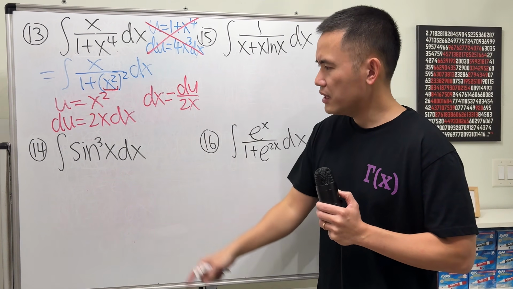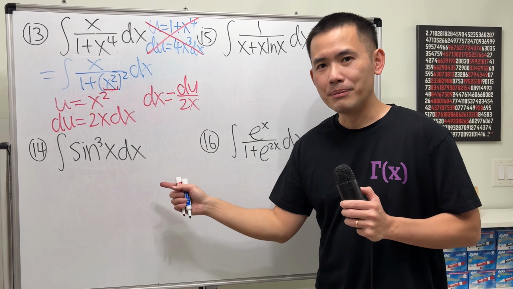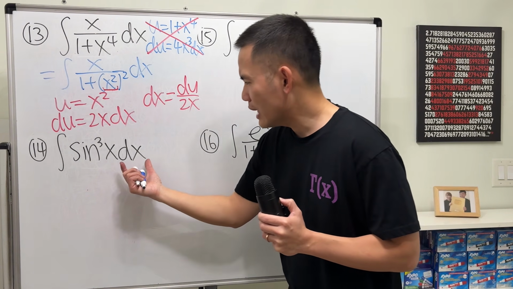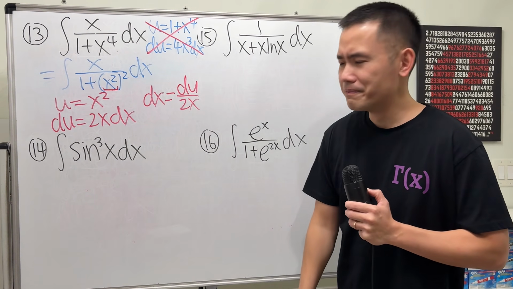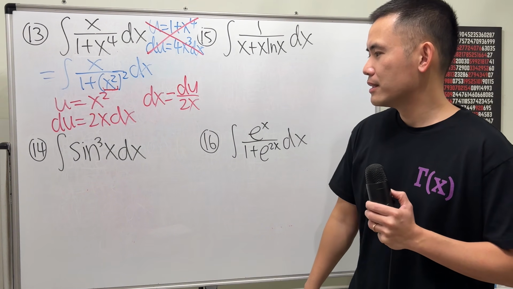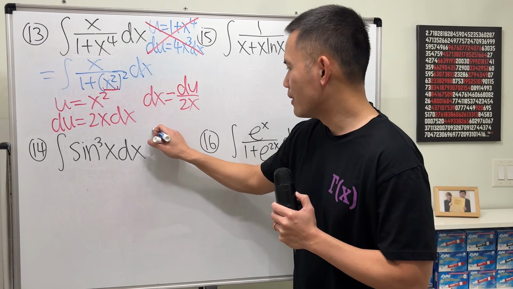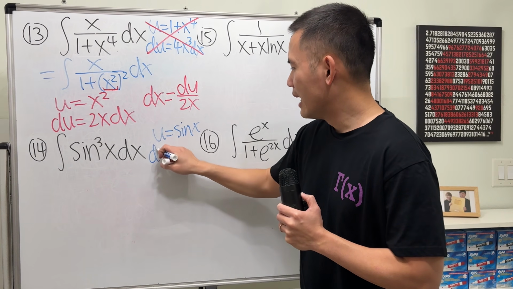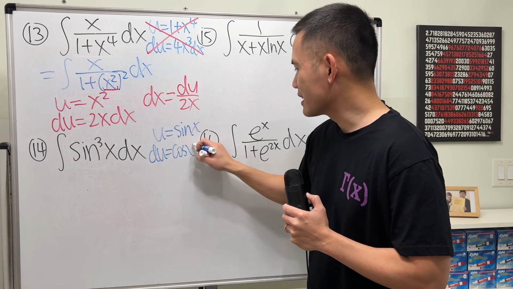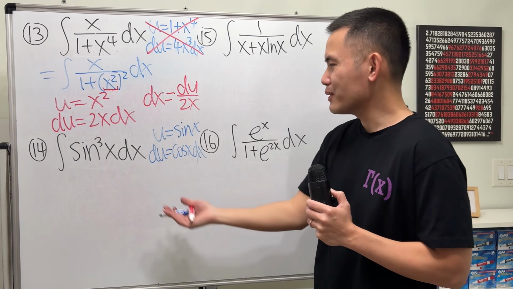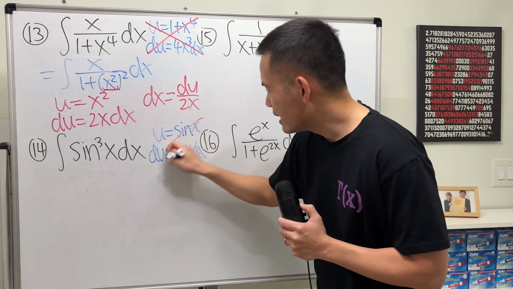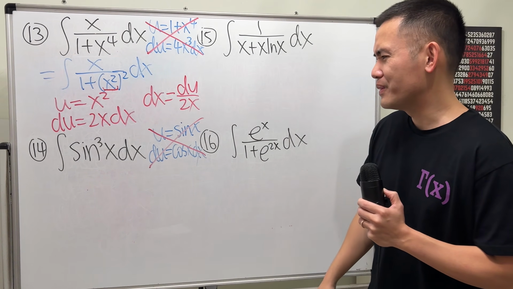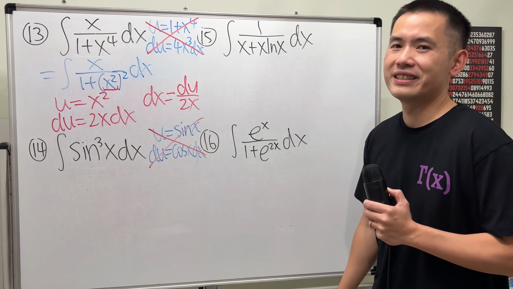Number 14. This is similar to number 1, except that we don't have the cosine x anymore. So if you let u equal sine x, well, du is equal to cosine x, but I don't have cosine x to help us out. So once again, this is not really going to work.